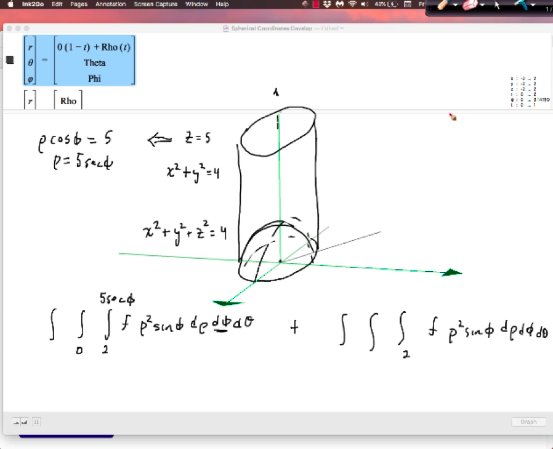Yeah, so it's going to be when we get to here, right? When we get to that intersection of the two. That's a particular angle of phi that we have to find. So how are we going to find that? Well, it's going to be for z equals 5 and r equals 2. So z equals 5 and r equals 2 should give us a particular angle of phi. So 5 equals rho cosine phi, and 2 equals rho sine phi.